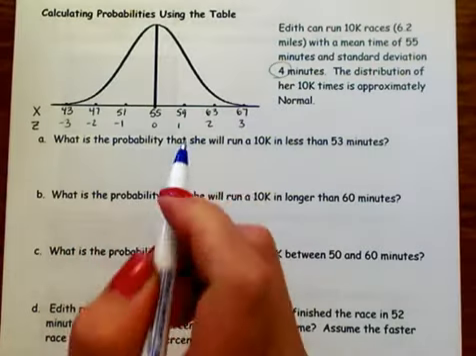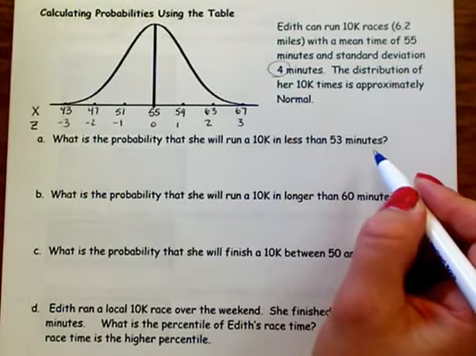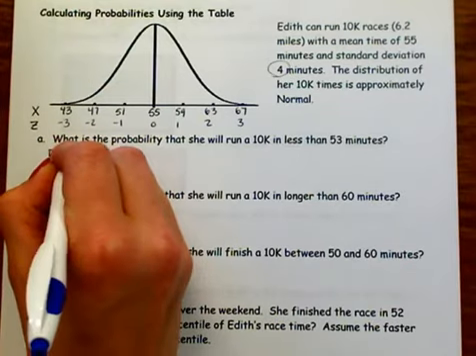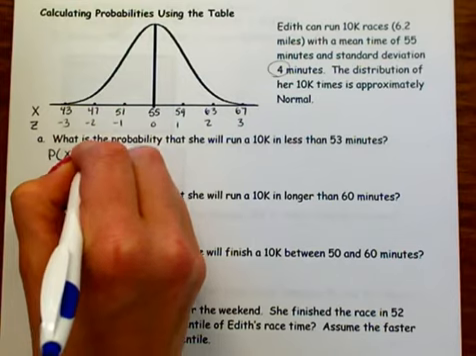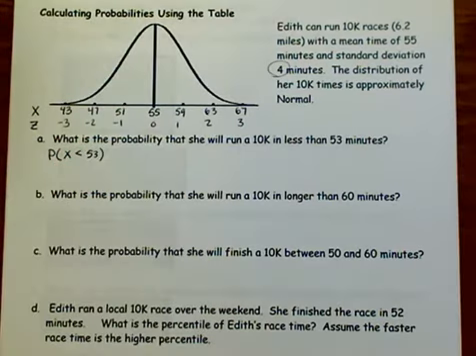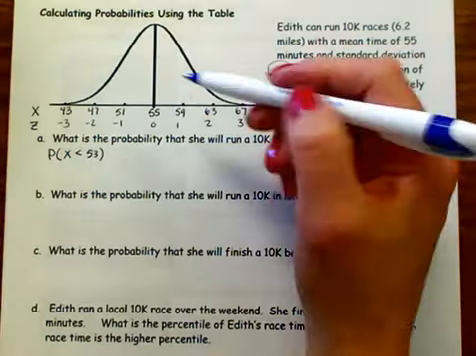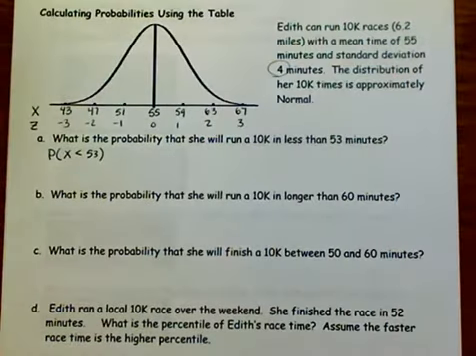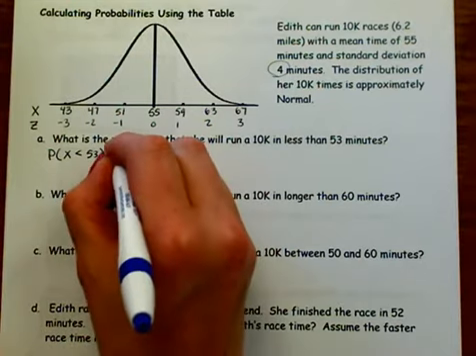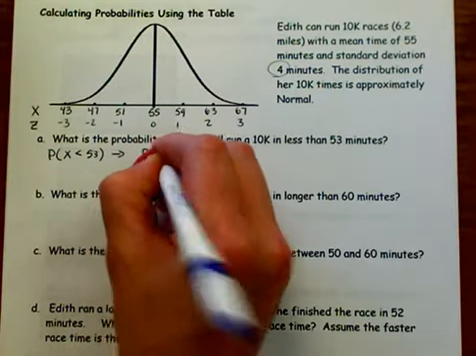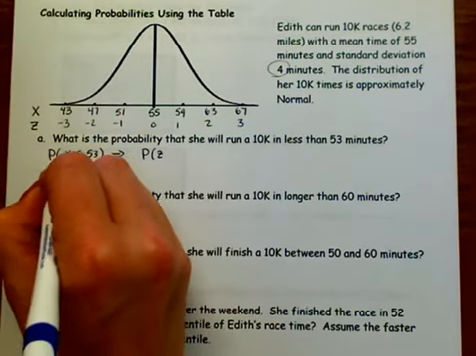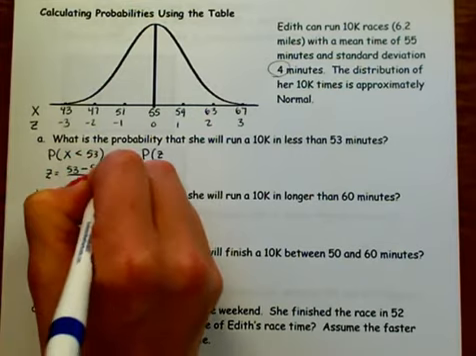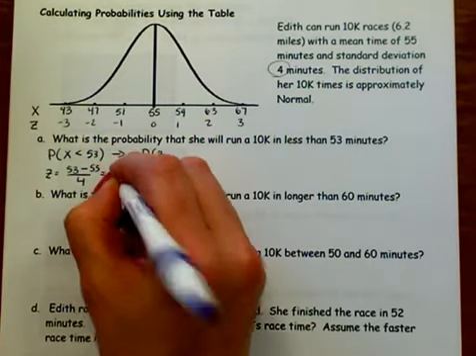What is the probability that she will run a 10K in less than 53 minutes? Okay, so the probability that Edith will run a 10K in less than 53 minutes. Well, 53 minutes is somewhere between -1 and 0, which means the empirical rule does not apply. And so I'm going to convert this to a z-score. It equals -0.5.